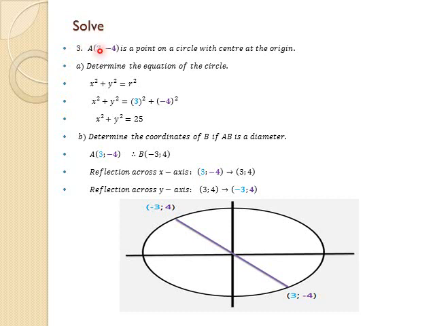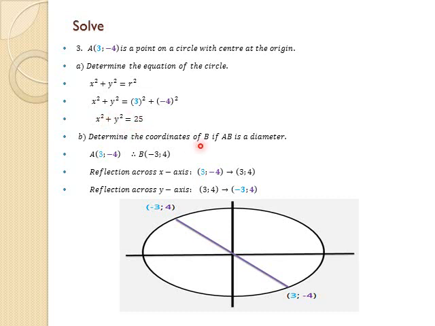Right. Go to this problem. So solve. A(3, minus 4) is a point on a circle with center at the origin. Determine the equation of the circle. So with the origin, x squared plus y squared must equal r squared. So I have x squared plus y squared equals, for the radius, 3 squared plus minus 4 squared, right? 3 squared gives me 9, minus 4 squared, 16. 16 plus 9 gives me 25. So my equation, x squared plus y squared equals 25.